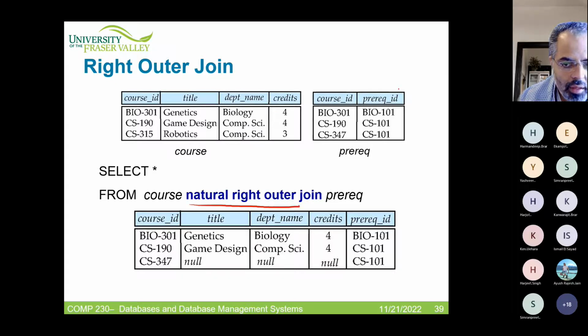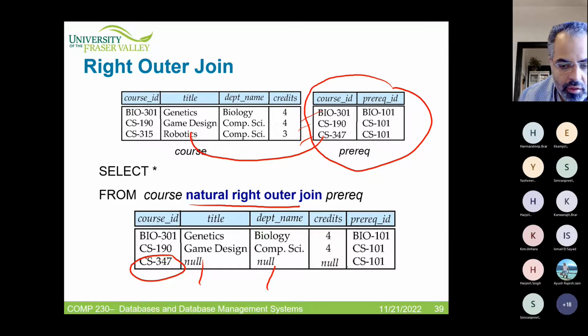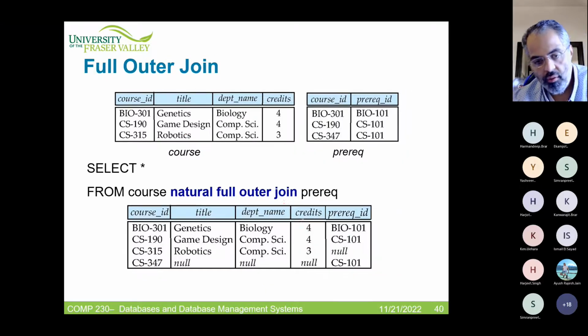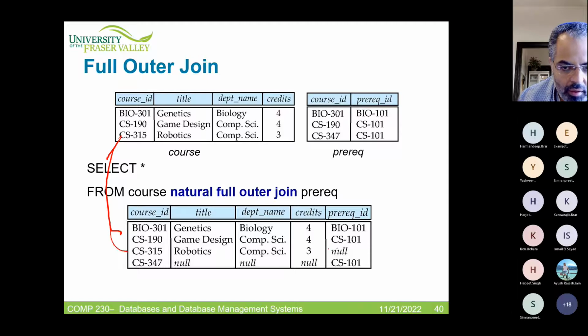So in this case, I am not allowed to lose any value from here. The whole value should be here, and if that doesn't exist here, it will be with a null value from the other side. Full outer join: I will not allow losing any value. So this will be matched with a null, and this will be matched with a null in this case.